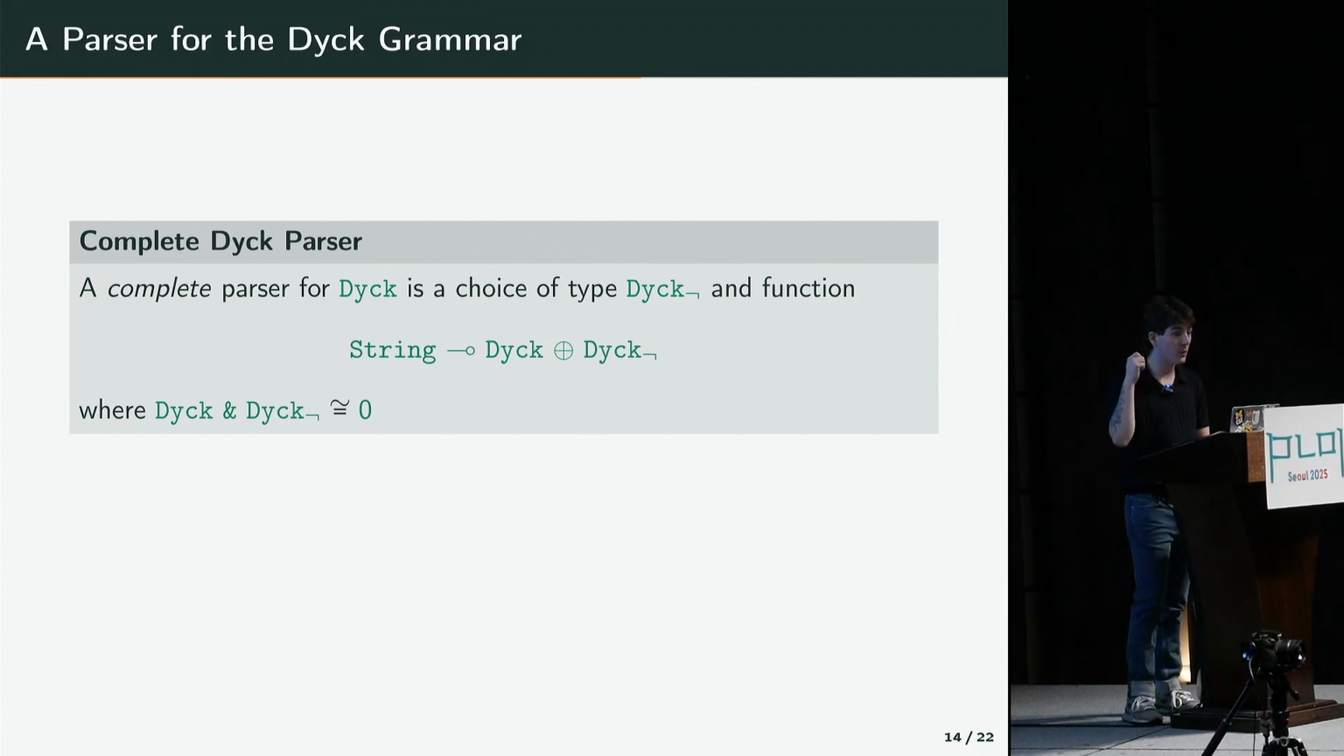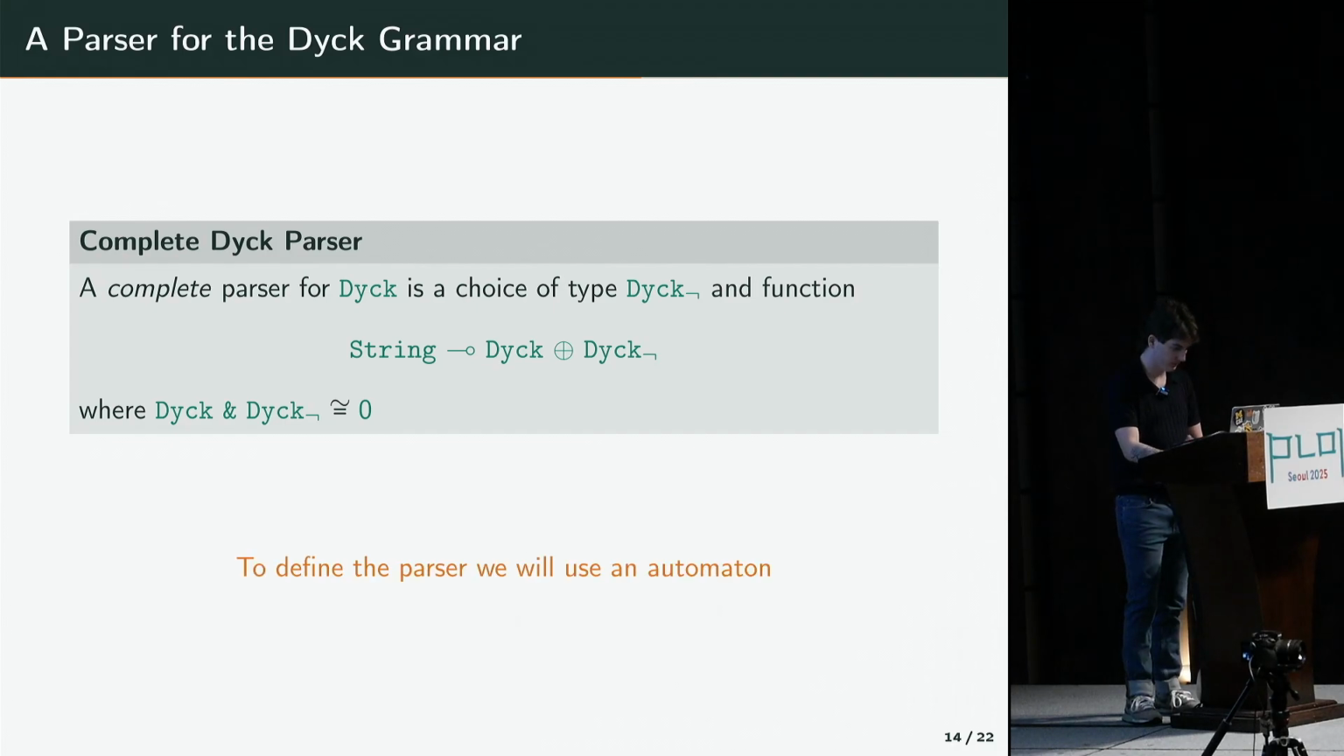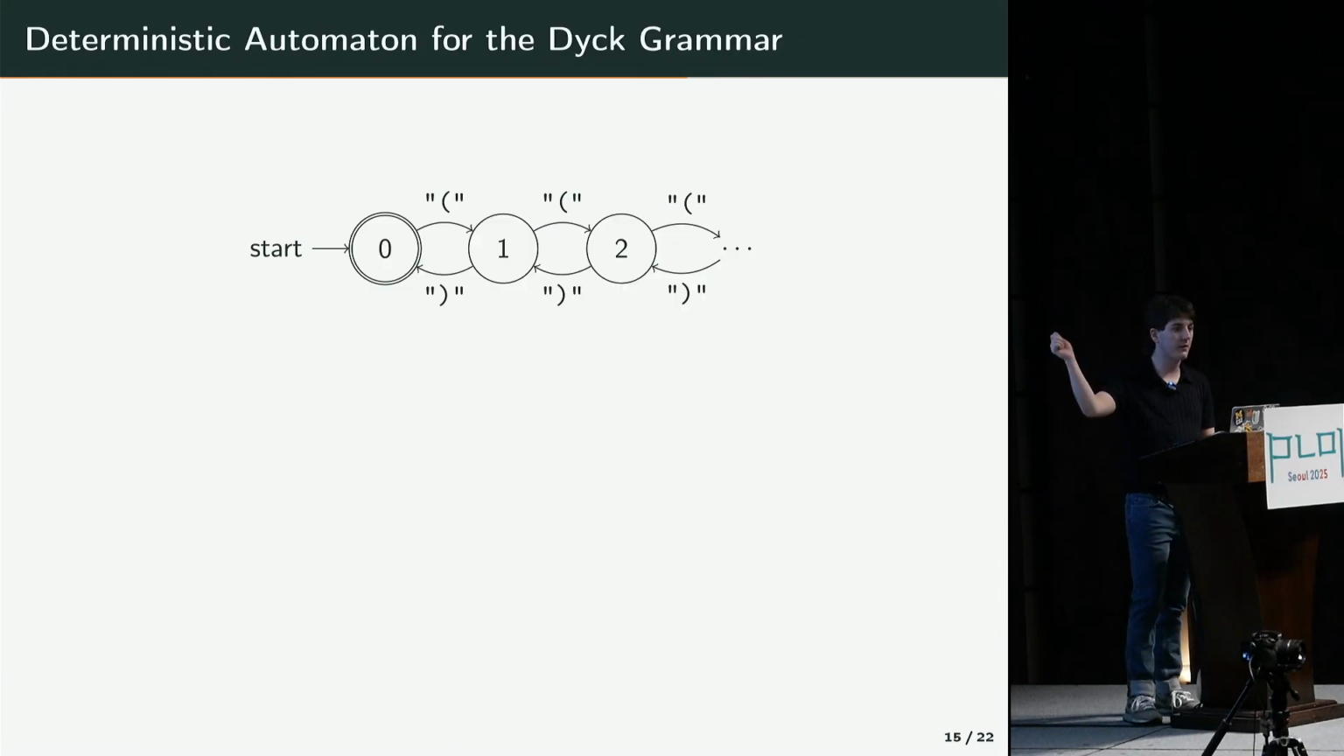And so to build one of these, to build a complete parser for the Dyck grammar, I'm going to use an automaton and encode an automata formalism within LambekD. So taking a look at the following machine, this will serve as the parser for our grammar, and this machine has a state for each natural number, and will increment the state every time we see an open paren, decrement every time we see a closed paren.